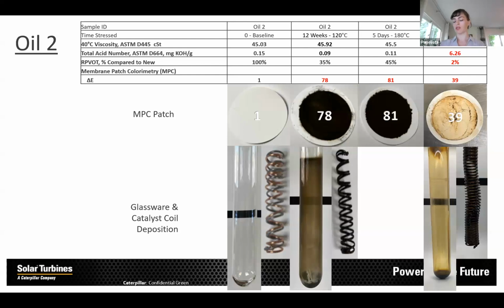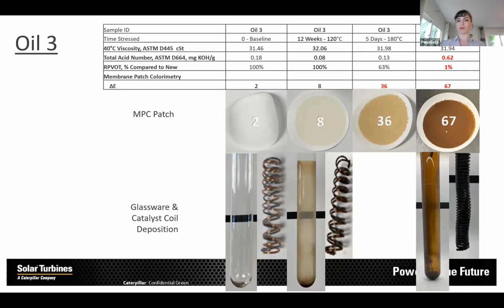Part of our understanding is that a lot of the varnish that we typically capture with MPC testing at times ends up in deposition, so no longer in the liquid oil that we can measure through the MPC testing, but instead it ends up on the machinery. And as we can see here, the catalyst coil is looking much different than what it started. So a good bit of deposition on that, and a good bit of deposition on the glassware as well. So even though the 39 MPC might seem a little more reassuring compared to 81 and 78, the rest of the oil parameters tell the real story here, that the oil is in much worse condition than it was in all the previous tests.